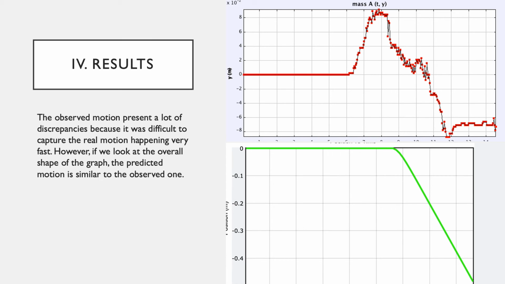So for the result, we compared both motions, the predicted and the observed one. As we can see, the observed motion presents a lot of discrepancies because it was difficult to capture the real motion that was happening. However, if we look at the overall shape of the graphs, the predicted motion is very similar to the observed one because at the beginning of the motion, the bottom of the slinky is stationary and then starts falling with the rest of the slinky.